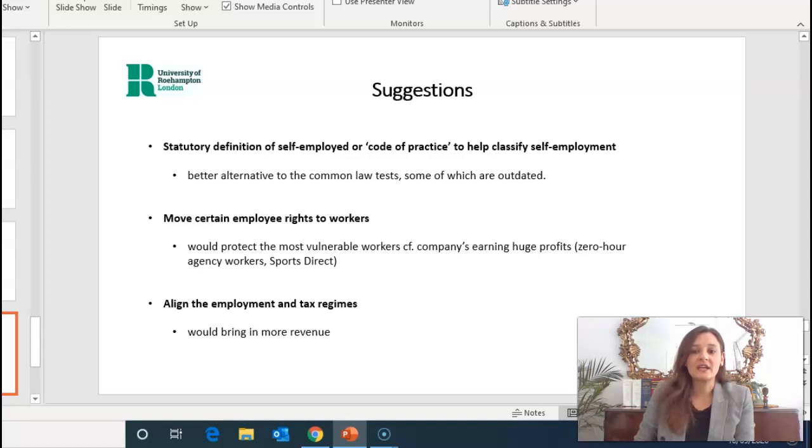And if you look at the kind of profits that places like Sports Direct or Amazon are making with regard to 0-hour contracts and agency workers, it might seem to some people that it would be more than fair that these huge companies do pay national insurance or pensions to people delivering our parcels or working at Sports Direct. And that the tax regimes could be aligned, which would certainly bring in a lot more revenue.